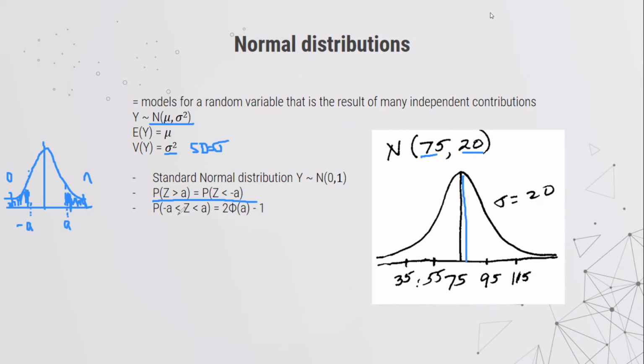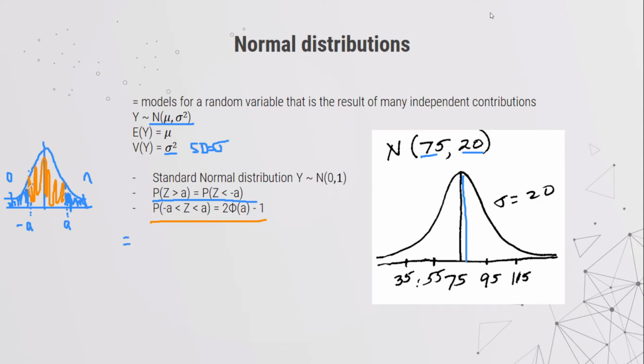And the area here that is between minus a and a, let me take another color, the whole part here, is 2 times the whole area minus 1. And why? Do you want me to show you how it's proven, or do you think it's fine to go straight forward and use it? I can show you how it goes.